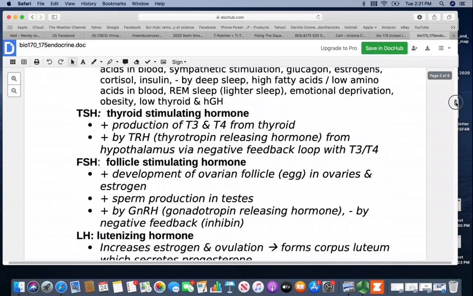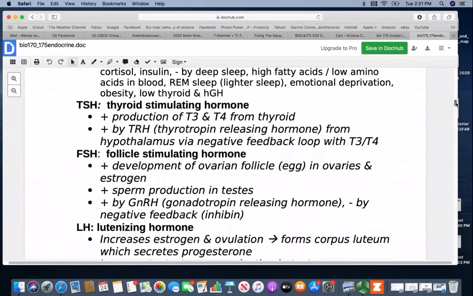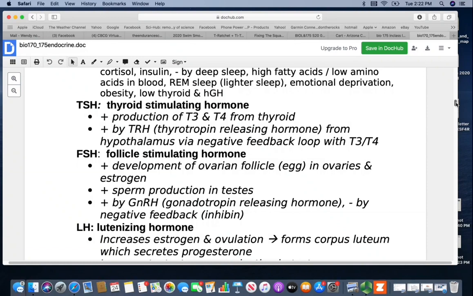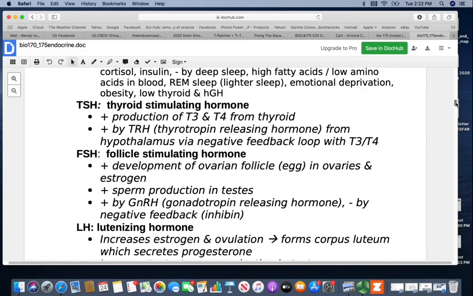So thyroid stimulating hormone is going to stimulate the production of the thyroid hormones T3 and T4. It's going to be stimulated by thyrotropin releasing hormone. This is going to come from the hypothalamus, and it's going to work on a negative feedback loop with T3 and T4. So if T3 and T4 are low, it's going to increase TSH. If T3 and T4 are high, it's going to decrease TSH.